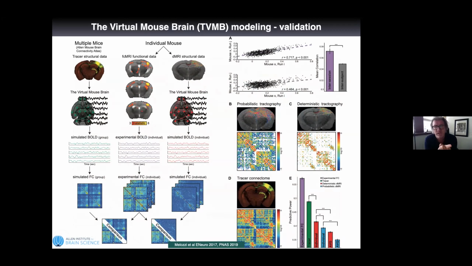Here conceptually, I do this. Now I don't have a mouse, so follow my words. Go to the top left. There you see multiple mice and individual mouse. This is a first conceptual difference.